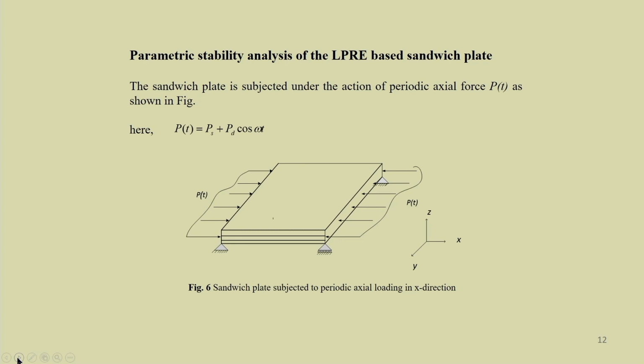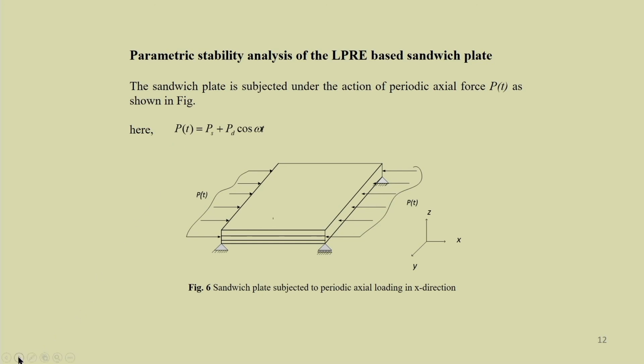Now let us see what happens if it is subjected to axial loading, compressive loading or tensile loading. Let us apply a compressive loading on this sandwich plate, which is simply supported. Let us apply a compressive load which is time varying: Pt equal to Ps plus Pd cos omega t.